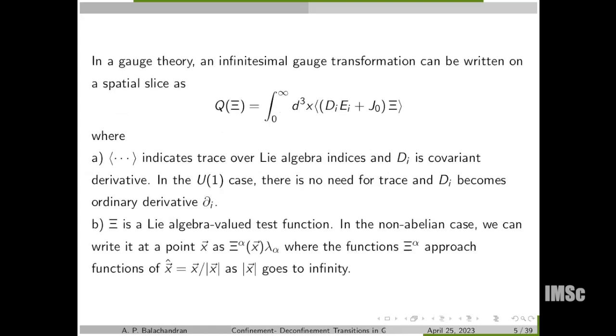Now I start with the core arguments. It has been a very long time ago. The first issue is the following. What is a gauge transformation? Our whole activity is going to be centered around the Gauss law.